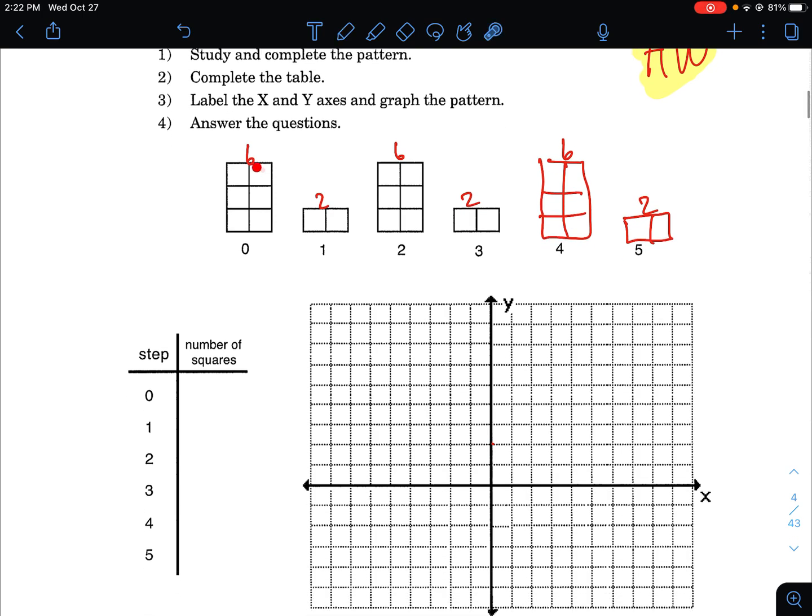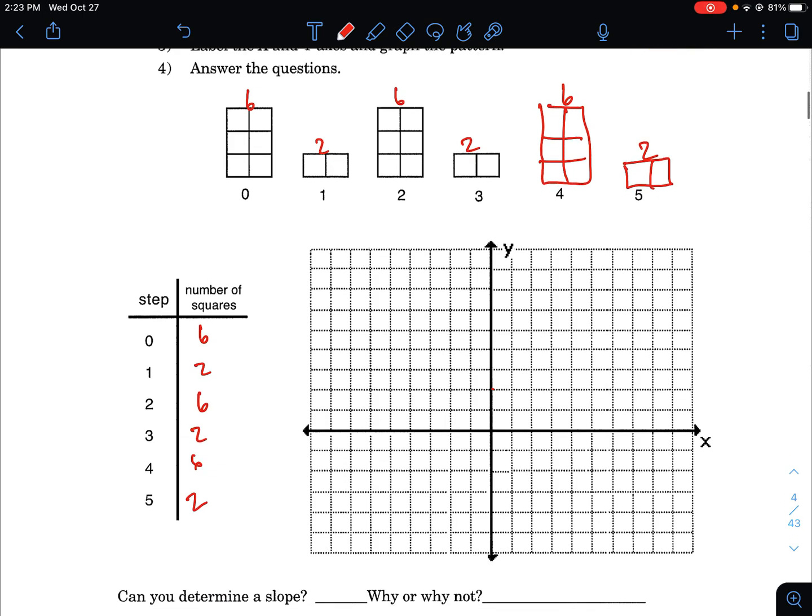So at step 0, we're at 6. At step 1, we're at 2. And this is 6 again, and 2 again, and 6 again, and 2 again. How do I graph this? 0, 6. Well, 1, 2, 3, 4, 5, 6. Then 1, 2. The next one is 6, and then 2, and 6, and 2.